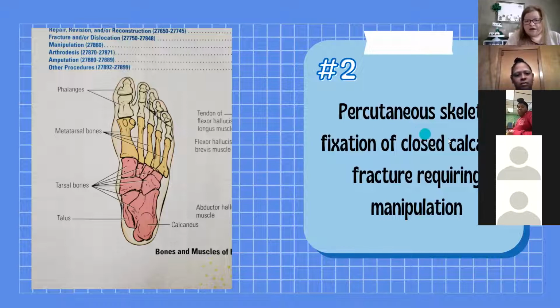Okay. All right. So where do y'all think we're going to start with this? What are we going to go search for in the index? Fracture. Yeah, you could do fracture. What else could you do? How about the manipulation? You can do manipulation too. Yep. You could do fracture. You could start with manipulation.